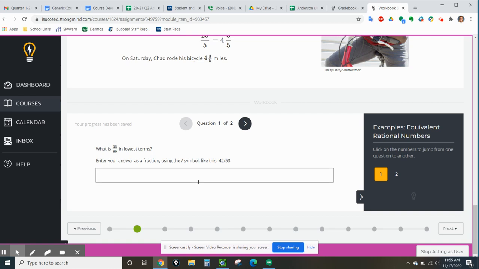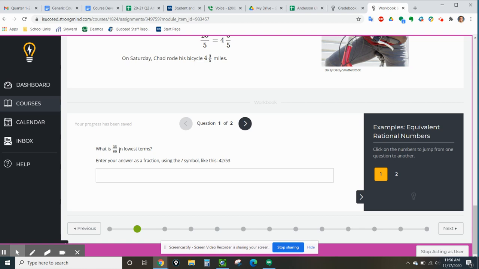Okay, so we're going to do this one here. What is 35 over 80 in lowest terms? So I'm actually not going to type this answer for you. I'll let you do it. But what you want to do is break up 35 and 80. Break them up into their factors. So 35 is 5 times 7. And 80 is, let's see, 8 times 10.